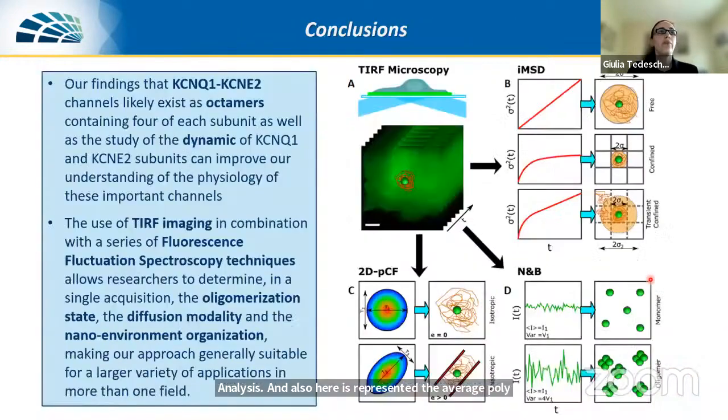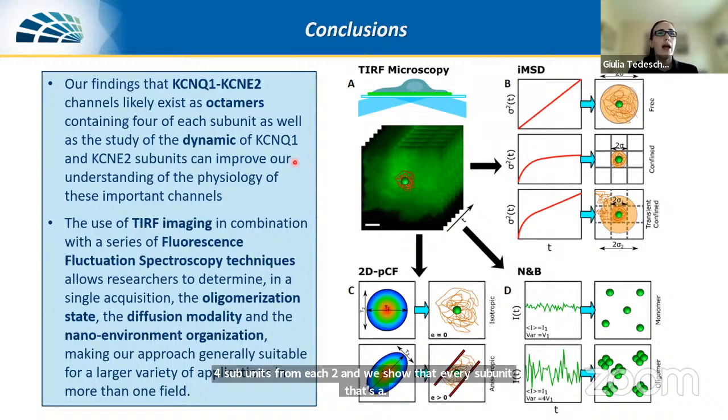So in conclusion, we found that this complex is an octamer formed by 4 subunits of Q1 and 4 subunits of E2. And we show that every subunit has a different, particular dynamic signature. This can improve the understanding of the physiology of these channels.